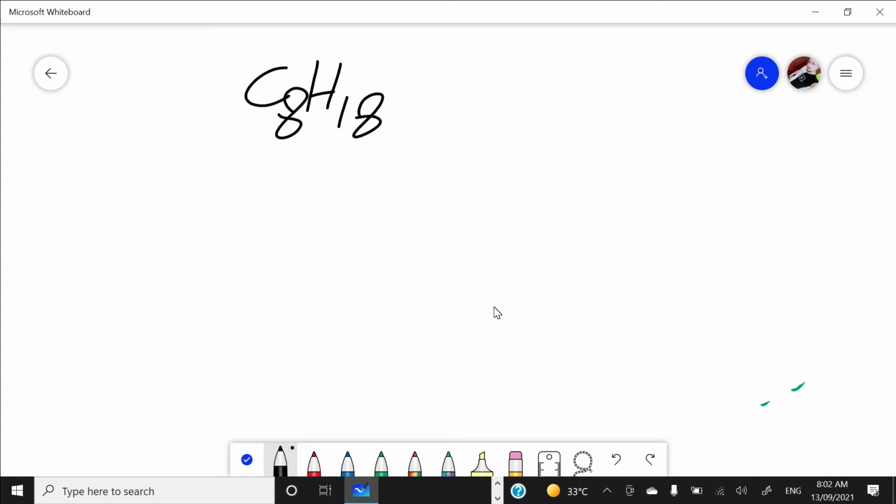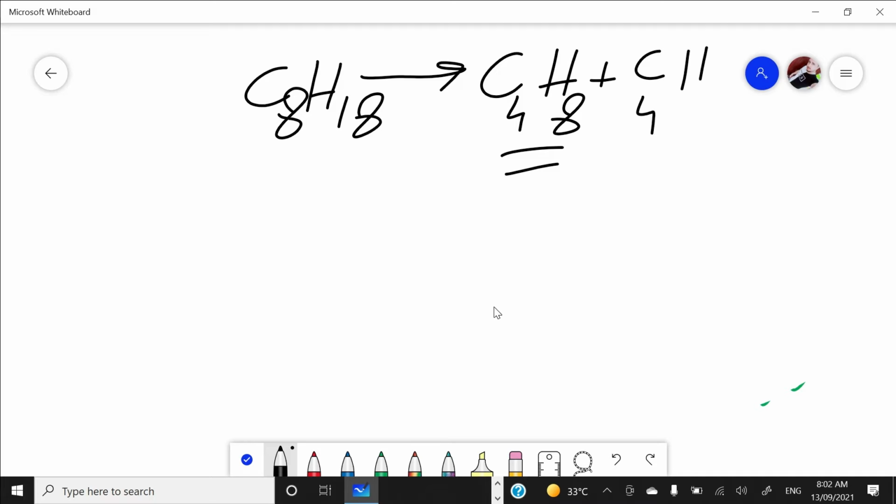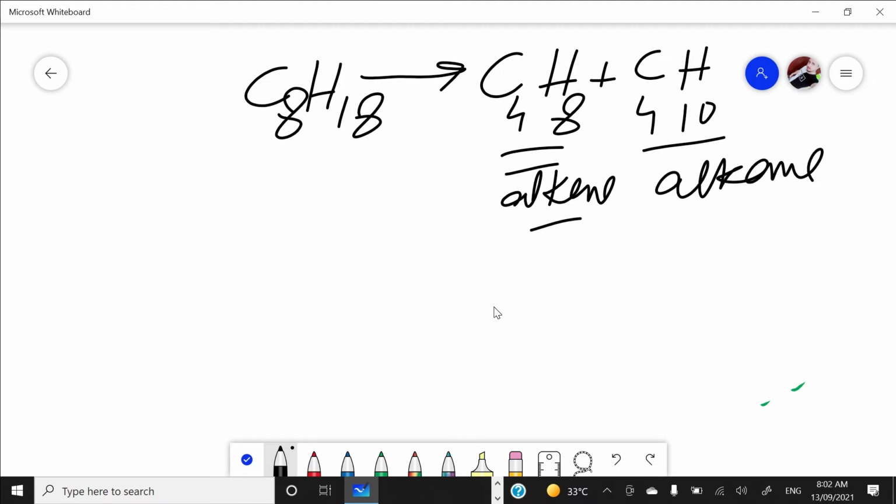C8H18, this is an alkane, okay? So if I crack it down into a small alkane and alkene, we'll choose, okay? So the cracking can be, if I take C4H8, is this an alkane or alkene? And C4H10, this is an alkane and this is an alkene. But it's not necessary that you break it down in that way. You can break it down in a different way.